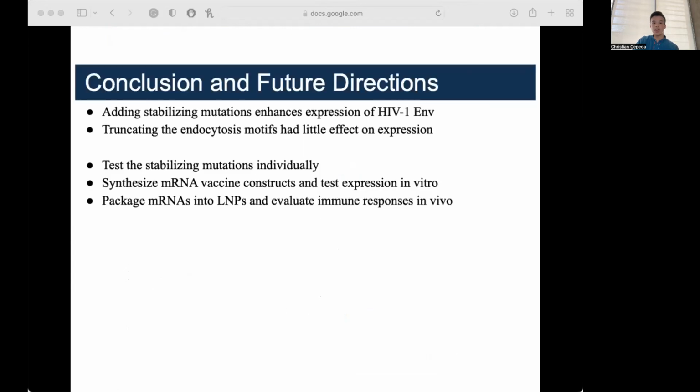From this experiment, we have concluded that adding stabilizing mutations enhances expression of HIV1-ONV, and truncating the endocytosis motifs had little effect on improving surface protein expression. Future directions of this project include testing the stabilizing mutations individually, synthesizing mRNA, testing those for expression in vitro, and if that looks good, packaging them into lipid nanoparticles and injecting them into mice to measure immune responses in vivo.